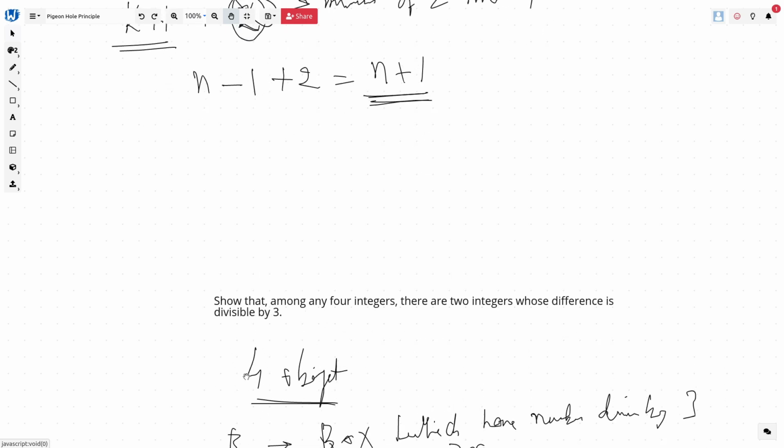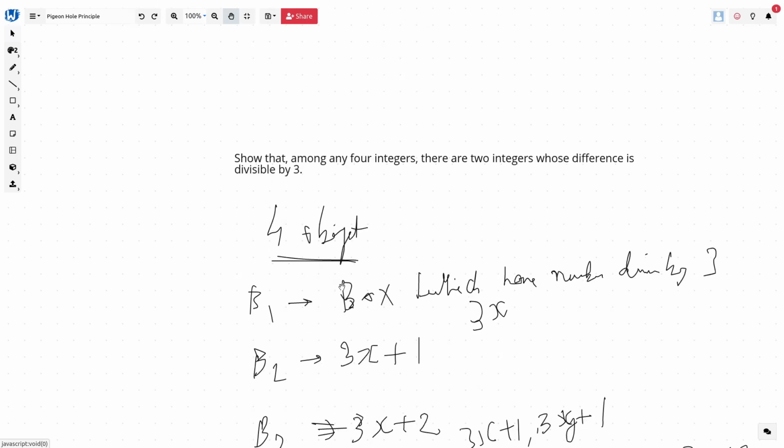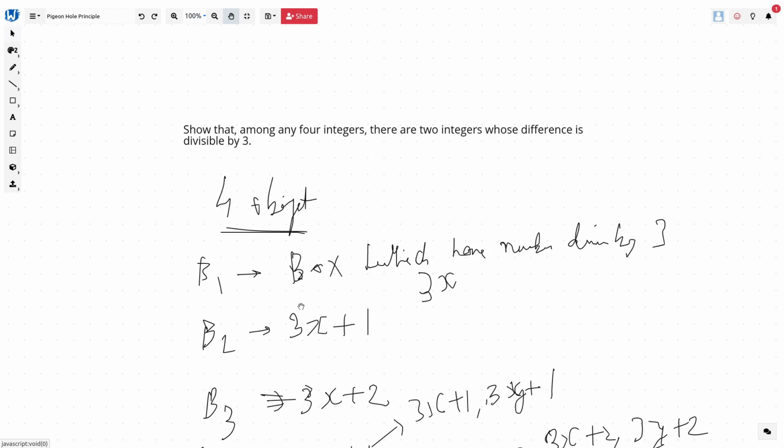So we have 4 objects here, right? And we will define 3 boxes where we can place these 4 objects. Box 1 is where the number is divisible by 3, such that this kind of number can be represented as 3x. Box 2 will be where the remainder is 1, so this can be represented as 3x plus 1, and box 3 will be where the remainder is 2. If you divide any number by 3, you will get remainder 0, 1 or 2.